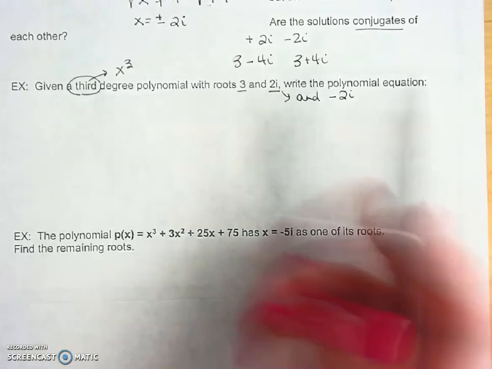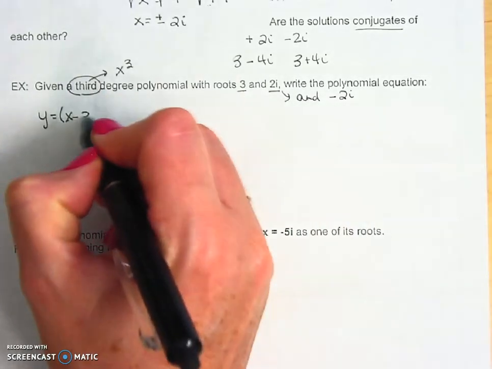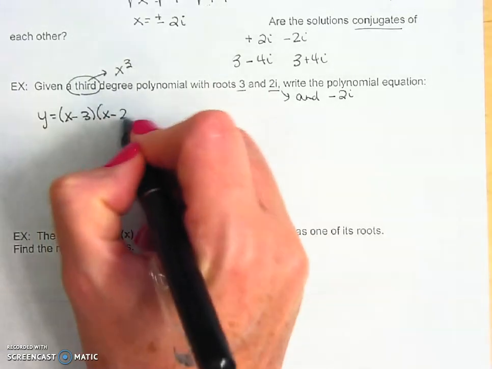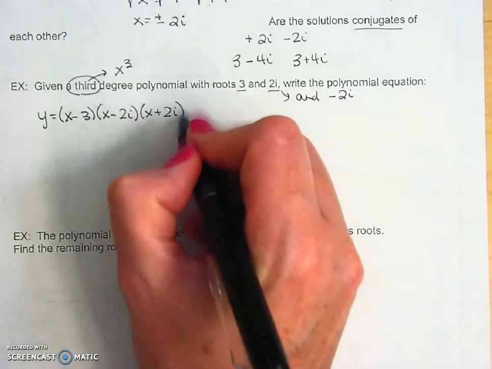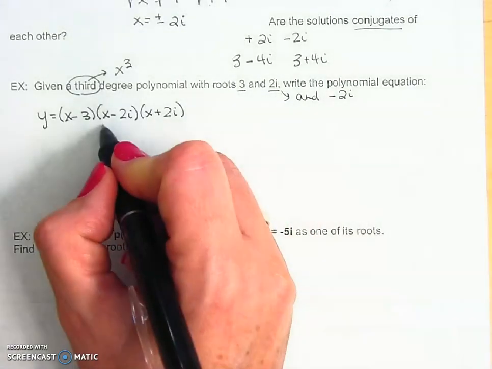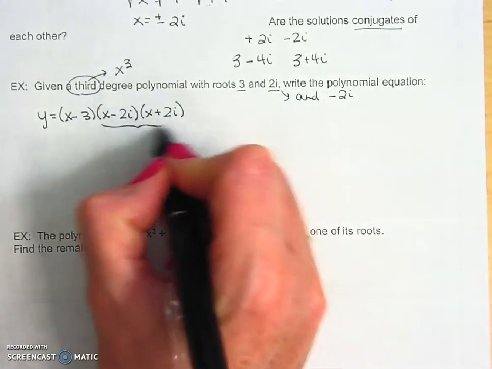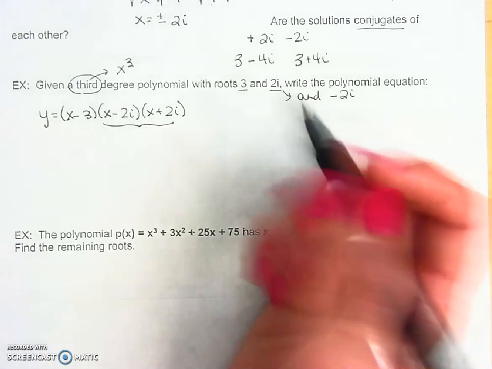So to get my polynomial, I'm going to start off with my factored form. So if 3 is a root, its corresponding factor is x minus 3. For 2i, it's x minus 2i, and for negative 2i, it's x plus 2i. Now we're going to make our math easier by multiplying the conjugates first. This is a difference of 2 squares situation, but I'm going to show you FOIL to show you the math behind that.